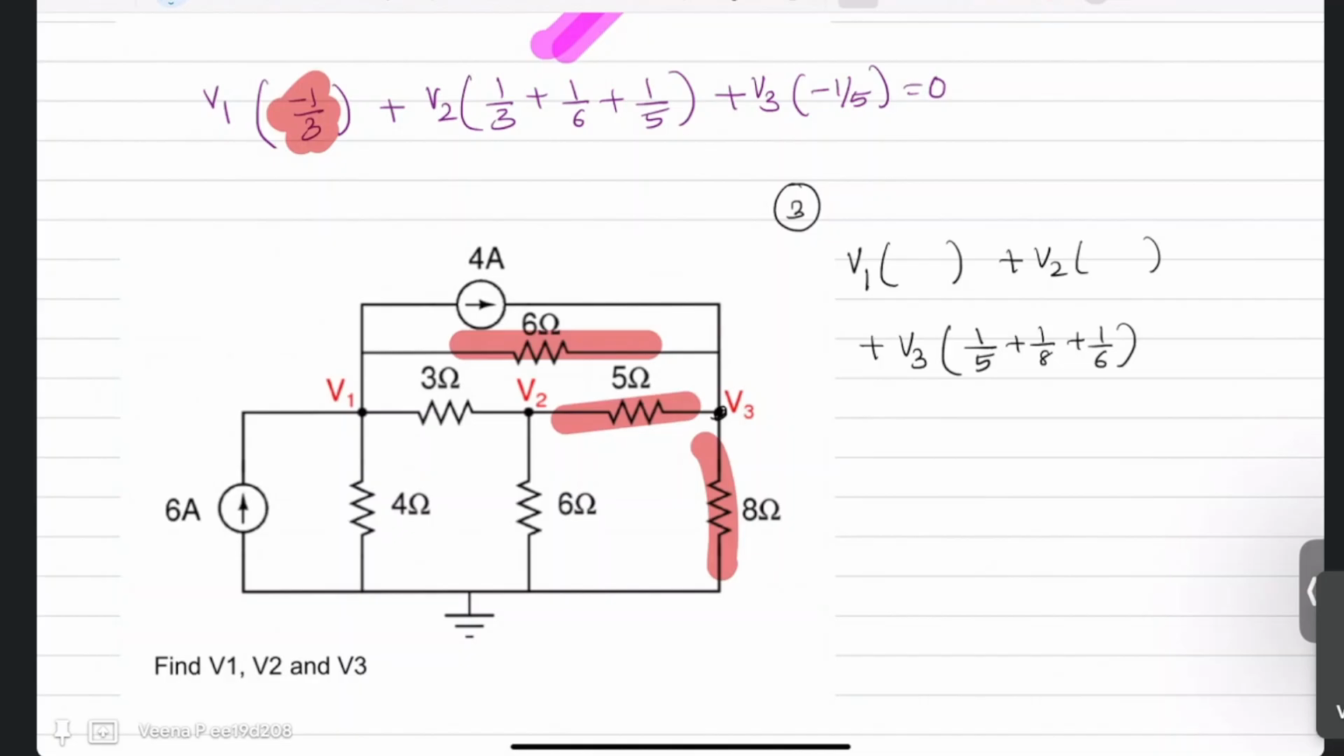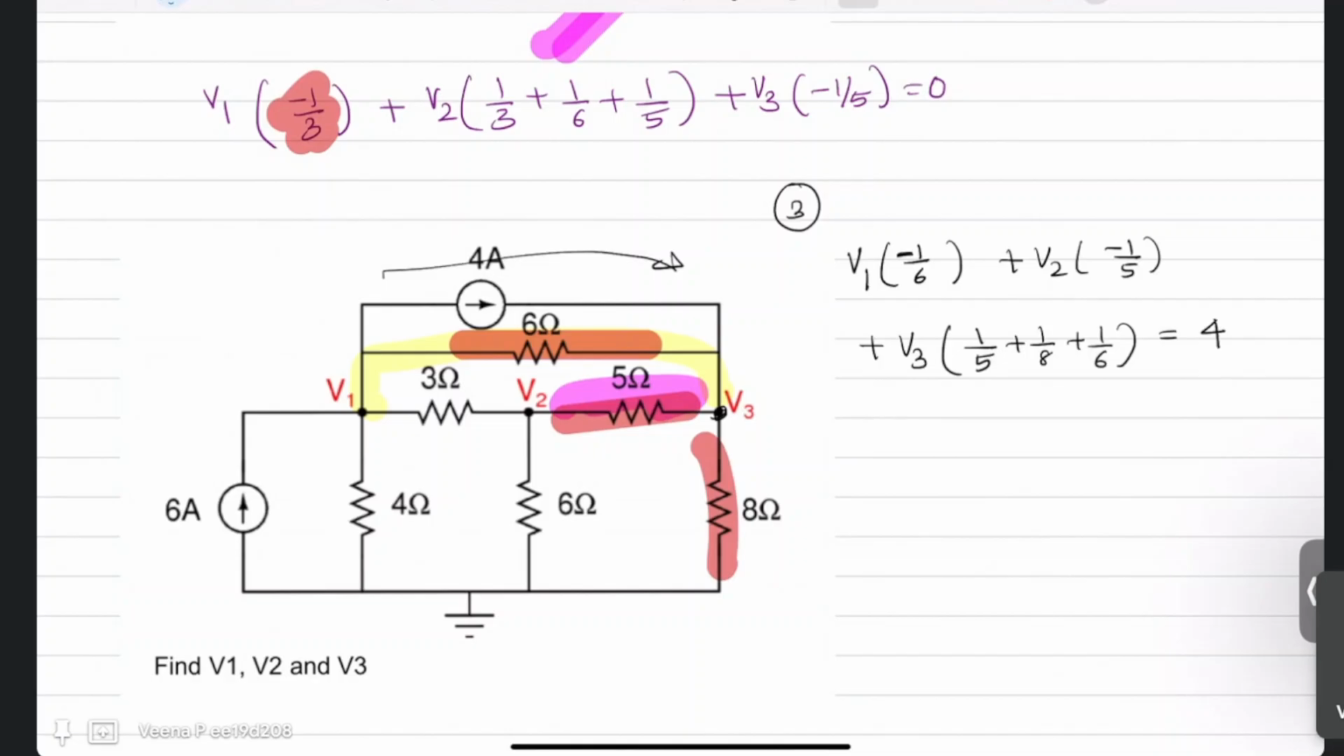Now the coefficient of V1 will be the negative of the admittance connected between 1 and 3, which is minus 1 by 6. The coefficient of V2 will be the negative of the admittance connected between 2 and 3, which is 5, so this is minus 1 by 5. These all are outgoing currents, so this is equal to the incoming current, which is your 4 ampere. So this is how you write the nodal equation.